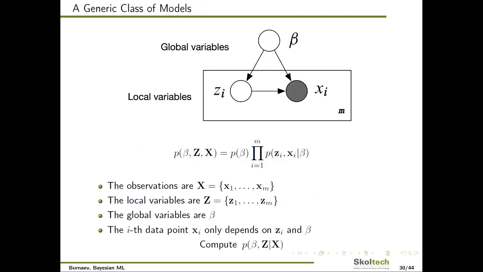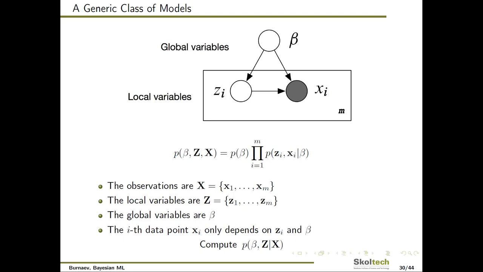Okay, so let's introduce some very generic type of model we want to use to approximate our initial distributions. We say that x is something we observe. Z is some latent variable related to each object. For example, it can be a cluster label or maybe some class label here. Also, we have some global parameters of the distribution. We can think about them, for example, as parameters of these clusters.